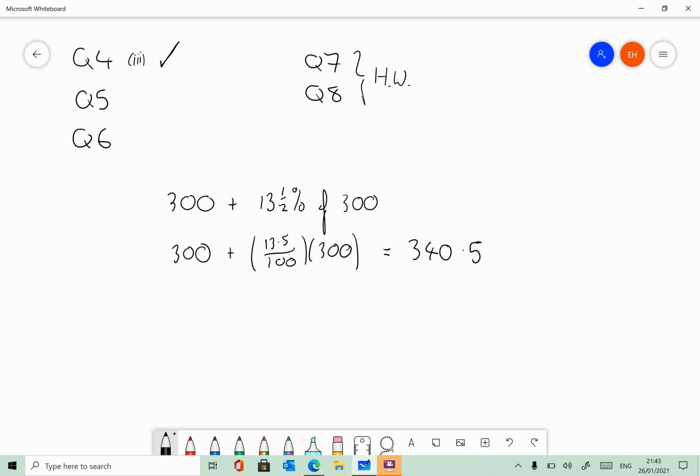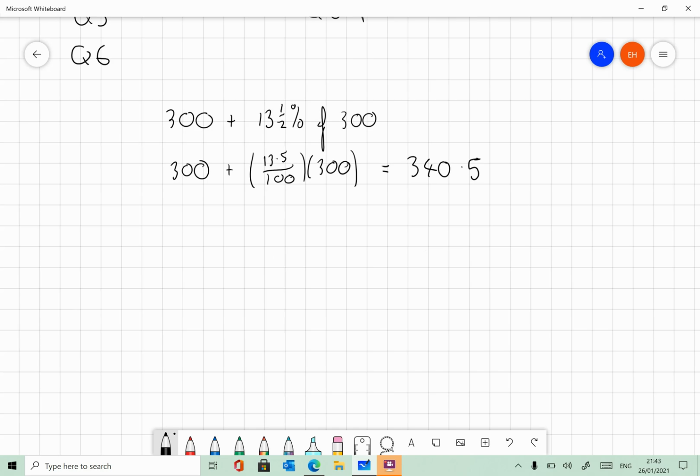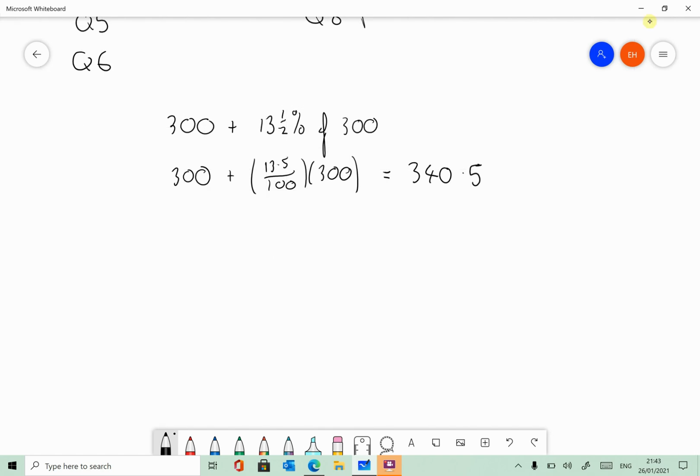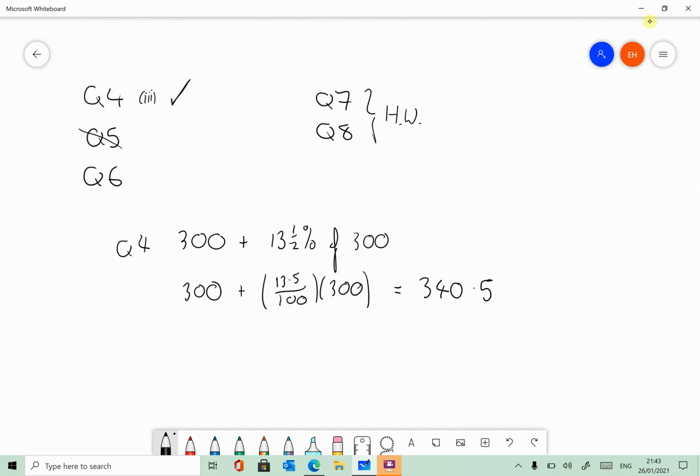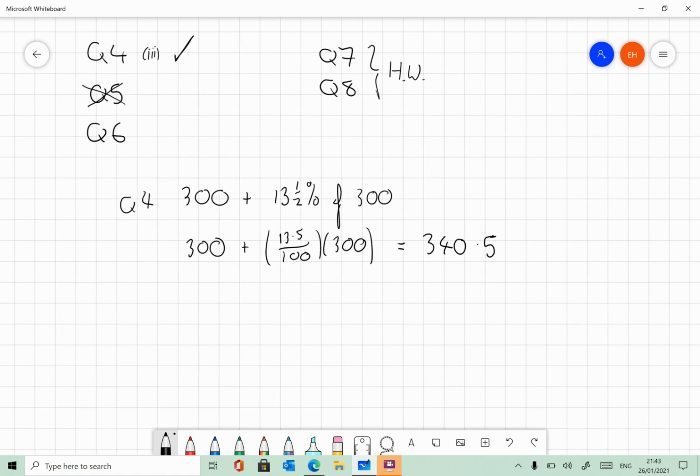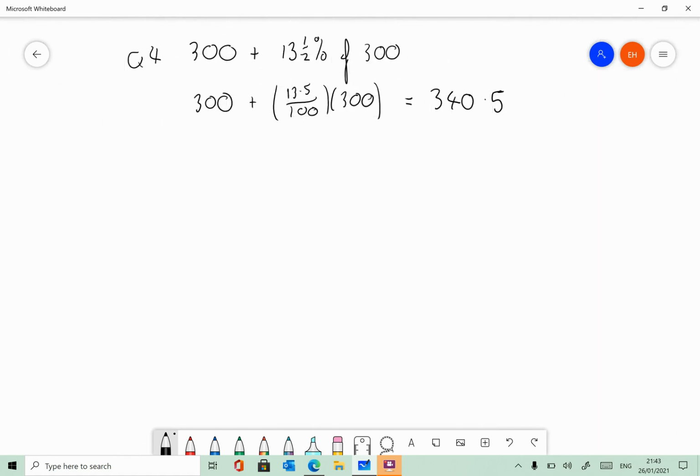Question 5 is exactly the same. So that was question 4. Question 5 I've already done for you guys, right? Question 6 then. Question 6, yeah. Now question 6, a little trickier.